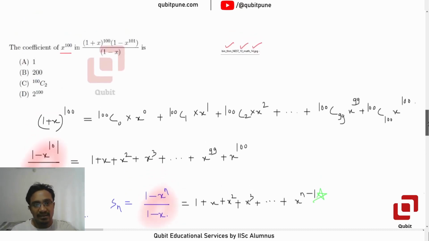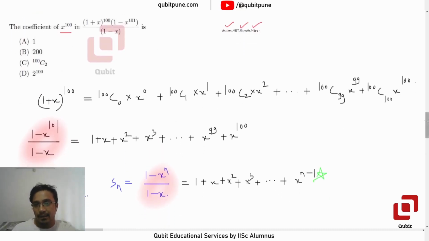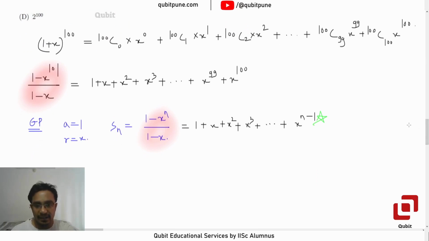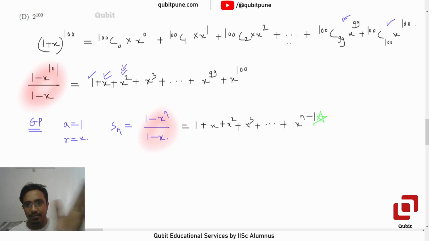Now let us come to the problem. They are asking for the coefficient of x raised to 100. Now x raised to 100 can be obtained when we multiply the terms of (1 plus x) raised to 100 by the terms of (1 minus x raised to 101) upon (1 minus x). We'll start with 1. This 1 will be accompanied by 100c100 into x raised to 100. This x will be accompanied by 100c99 x raised to 99. Then there will be x squared. I have not written this here, but it will be 100c98 x raised to 98, and so on.